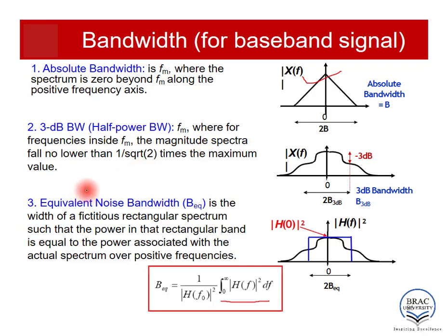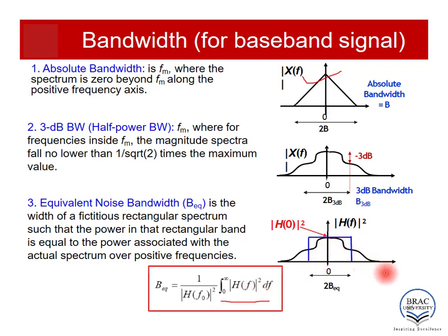The next way of calculating bandwidth is equivalent noise bandwidth. Before explaining the formula and the definition, let me show you a formula for how you can calculate the power of a frequency spectrum. Consider the black spectrum in this figure, not the blue one. If we want to calculate the total power of that frequency spectrum on the positive side, what we need to do is take the square of the modulus of the spectrum, |H(f)| squared.